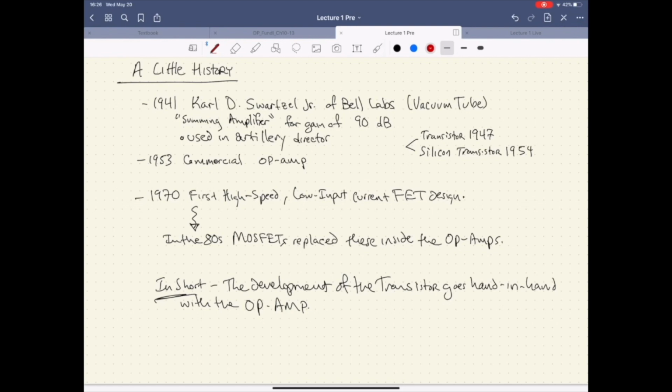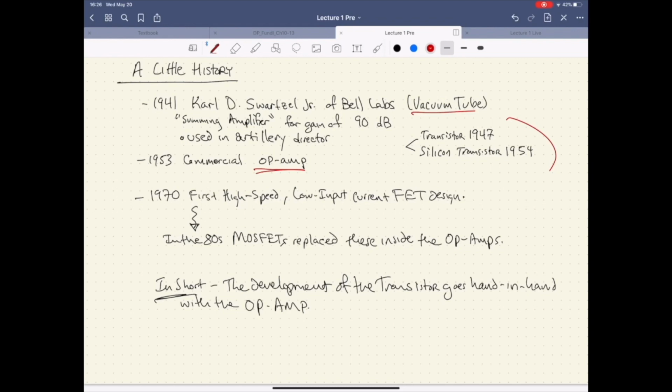These things all used to just be vacuum tubes. The first one was back in 1941. It was a summing amplifier used as an artillery director. And then we have the development of transistors. Transistors and silicon transistors, giving us a commercial op amp in the early 50s.